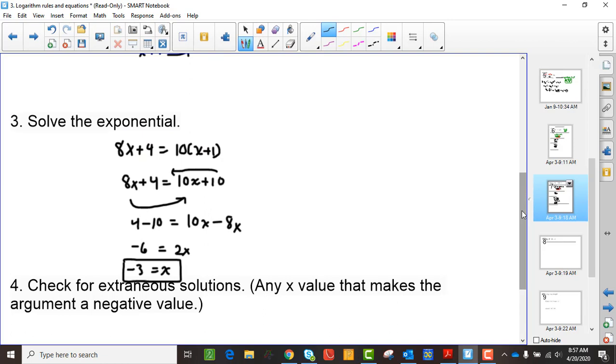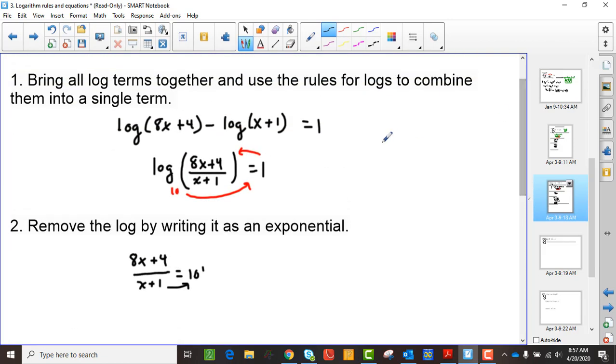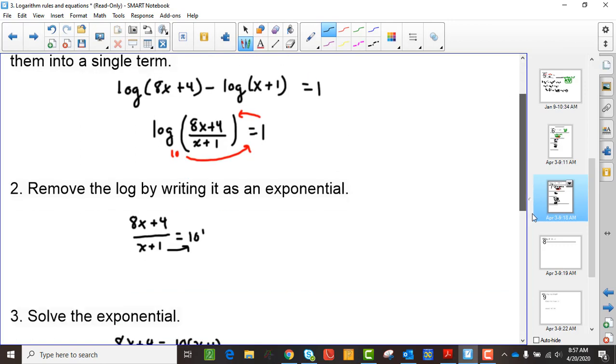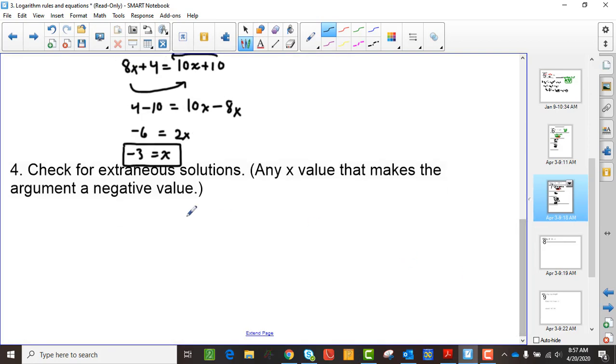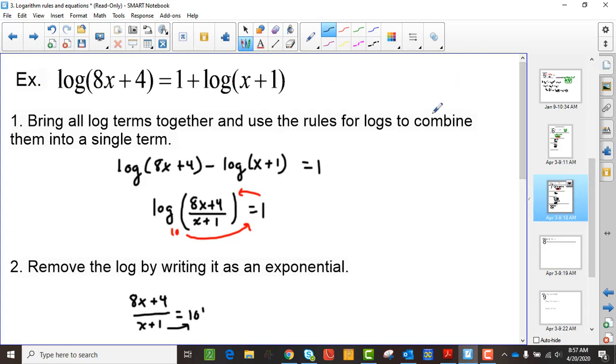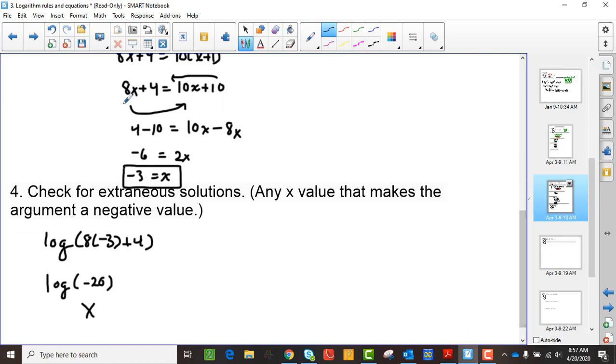So we have x equals minus 3. What we have to do is go back up and check to see, is that okay in the very original equation, way up here? And we will notice very quickly that it's not. So if I put in log of 8x plus 4 and I put in minus 3, that's going to give me log of minus 20. And I say that's not okay. That's not going to work for me. And the same thing with log of x plus 1 over here. So we have 1 plus log of x plus 1.